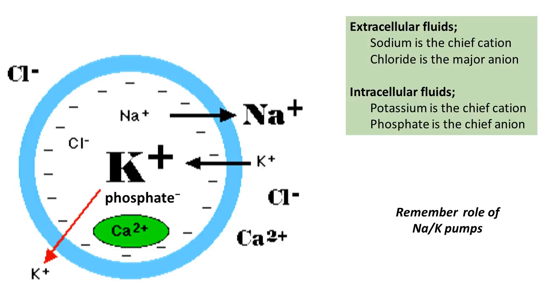So remember that we have to have these sodium-potassium pumps in the cell membrane that will continually readjust that concentration gradient of sodium and potassium, so we always have more sodium on the outside than inside, and more potassium on the inside of the cell than on the outside.